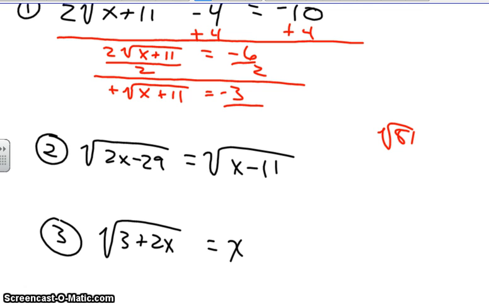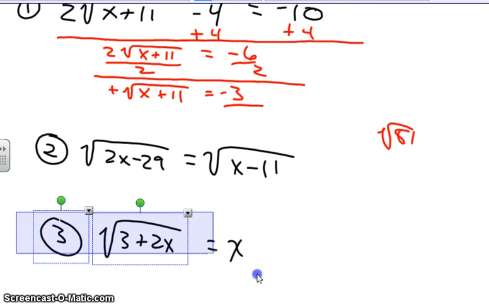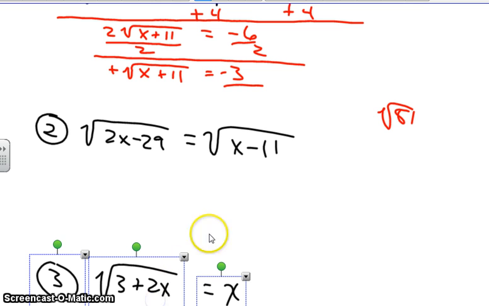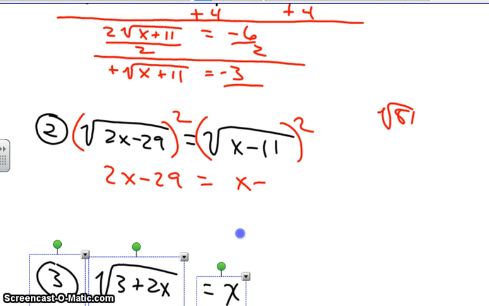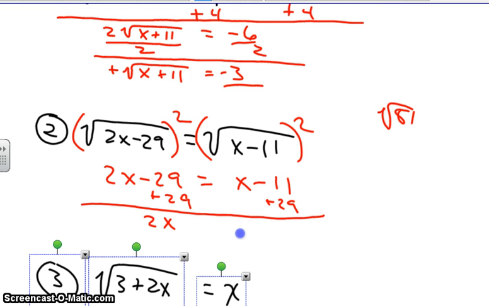Okay, so number 2. How do we solve that one? Vivian? You square them too. Okay, so she wants to square both sides of this equation, so we're squaring the whole thing, leaving us with 2x minus 29 equals x minus 11. And then I added 29 to both sides. Added 29 to both sides. And what does that give you? 2x equals x plus 18.